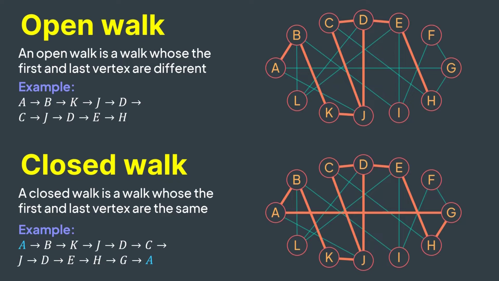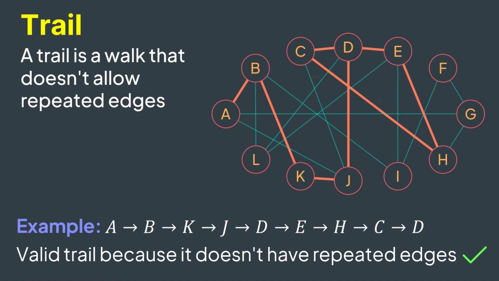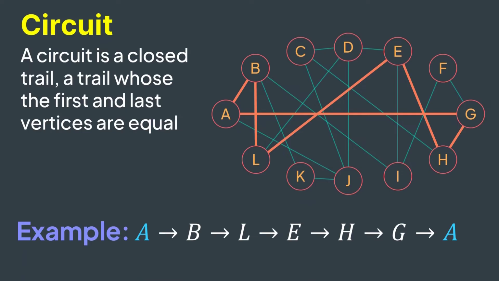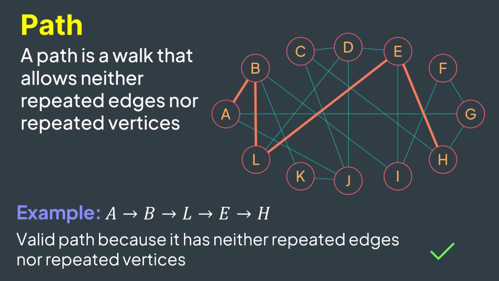Now you know about walks, you still need to know about trails, circuits, paths, and cycles. A trail is simply a walk that doesn't allow repeated edges. For example, this one is a trail, this one is a trail, but this one is not. It contains a repeated edge, the one between J and D. A circuit is simply a closed trail, a trail whose first and last vertices are equal, like this one. And a path is a walk that doesn't allow repeated edges but also vertices this time.